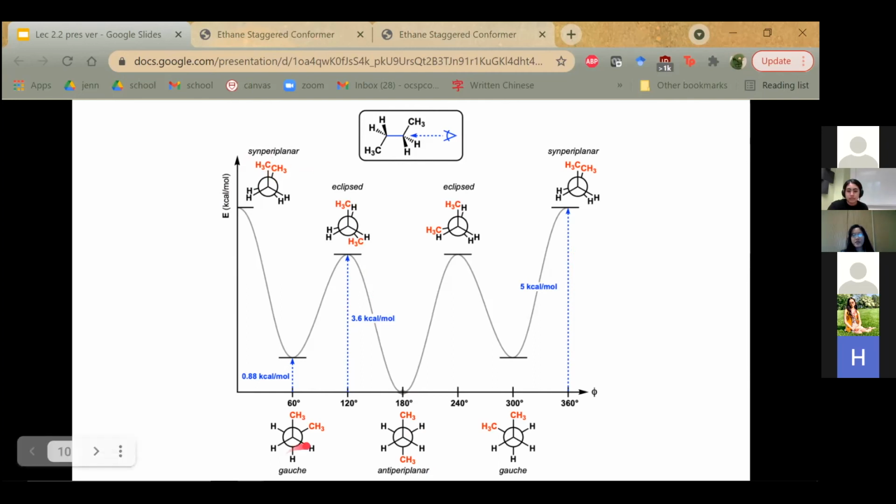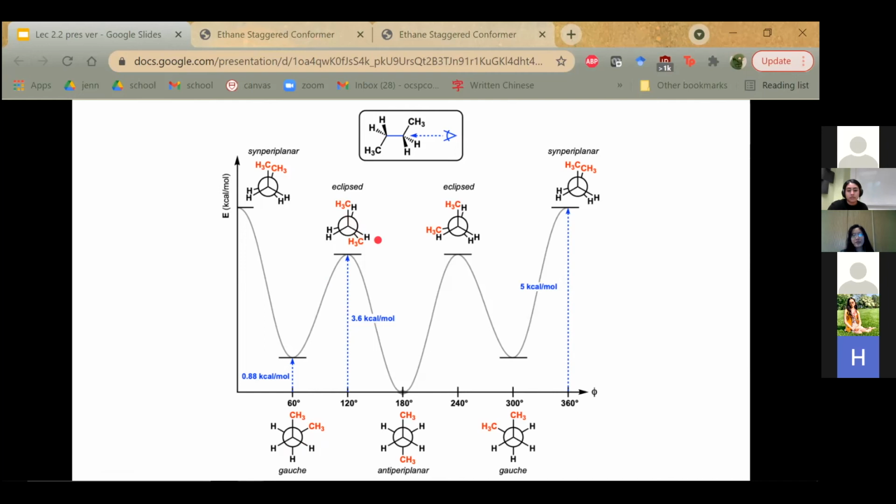And this is going to be what we call a gauche state. That's going to be when our biggest groups are right next to each other, but still staggered. So this is going to be a very low state, but it's still going to be a little bit of repulsion. And then we can move this methyl group over 60 degrees again to 120 degrees. And now each methyl group is overlapping with a hydrogen.